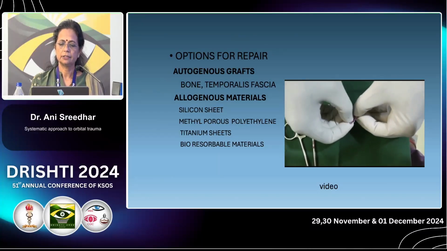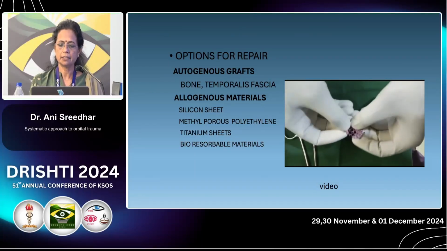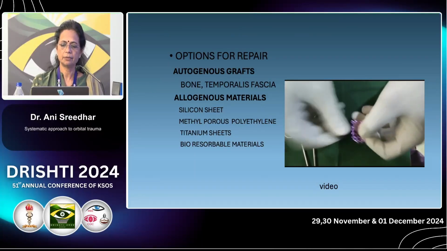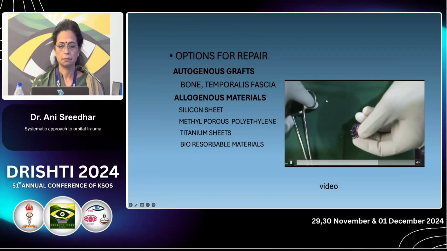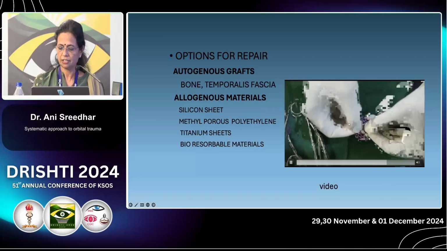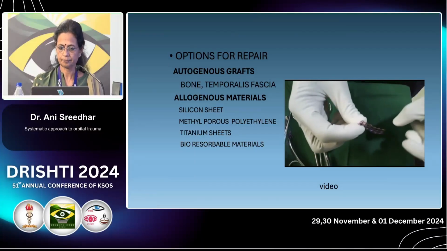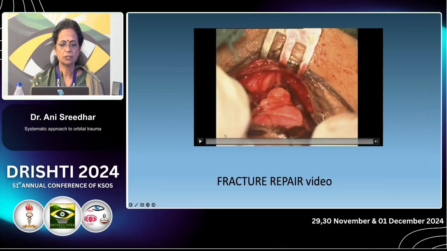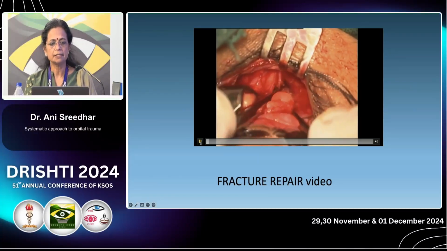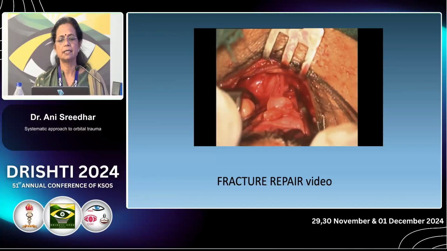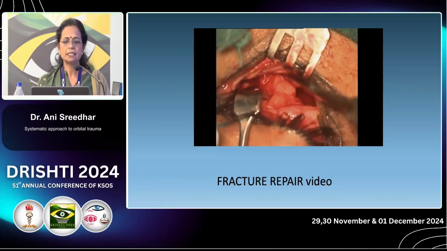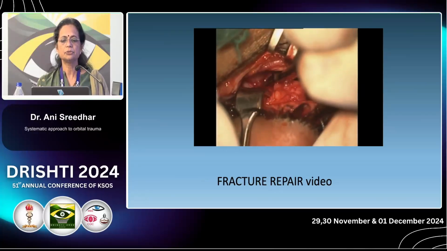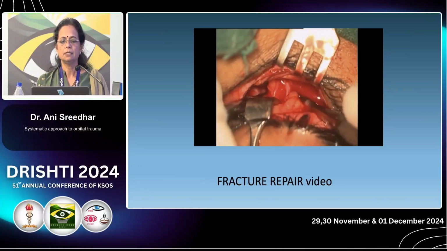You can bend it according to the last bend you can see here, so that it can fit into the inferior orbital margin. This is a short video. I have already exposed the inferior orbital margin. I am sitting at the head end of the patient, and the video is taken through an operating microscope. You can see the large fracture and all the tissues which have prolapsed into the maxillary sinus.